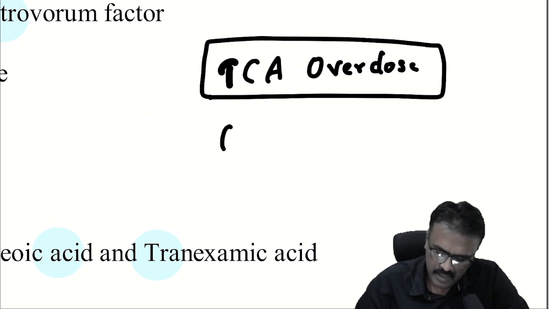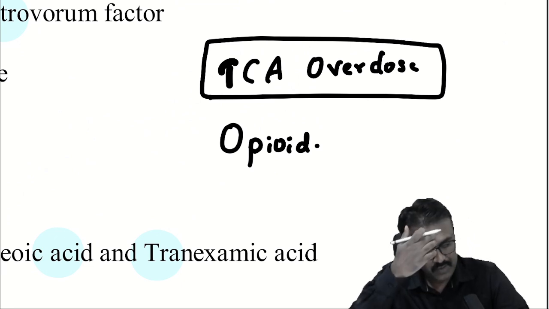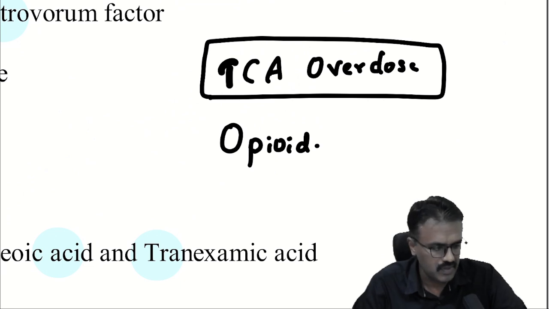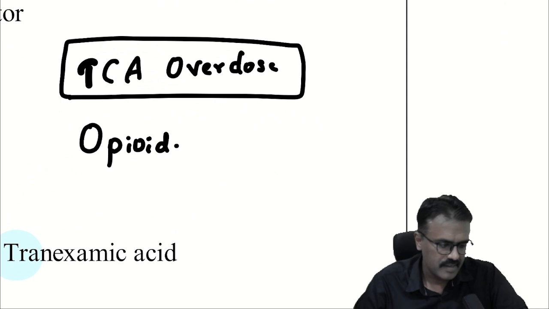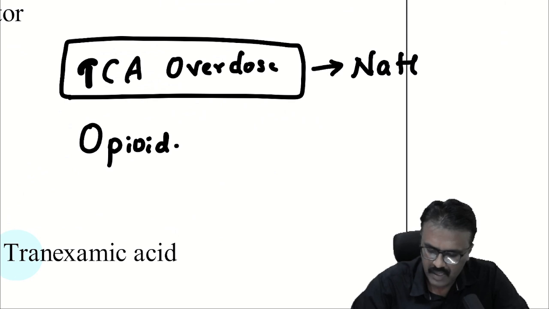Then tell me, what is the antidote for opioid overdose? Yes, come on. You should be interacting. The session should be interactive. You should be telling me the answers. Yes, come on. For tricyclic antidepressant overdose, the antidote is sodium bicarbonate.